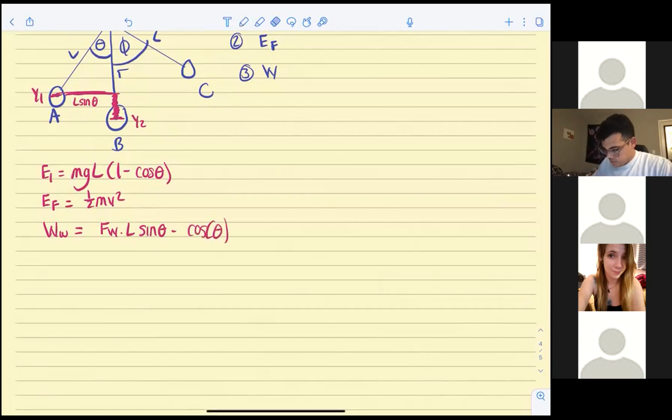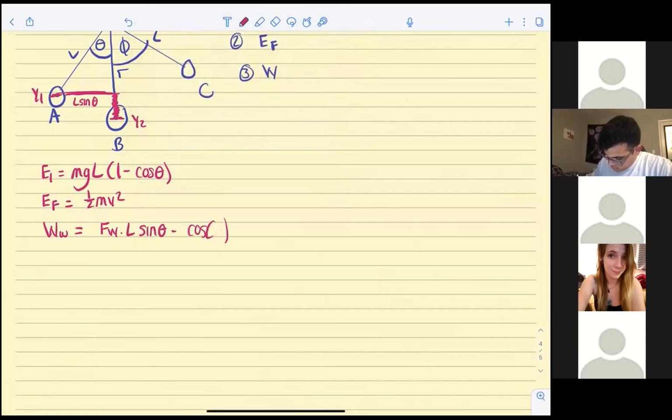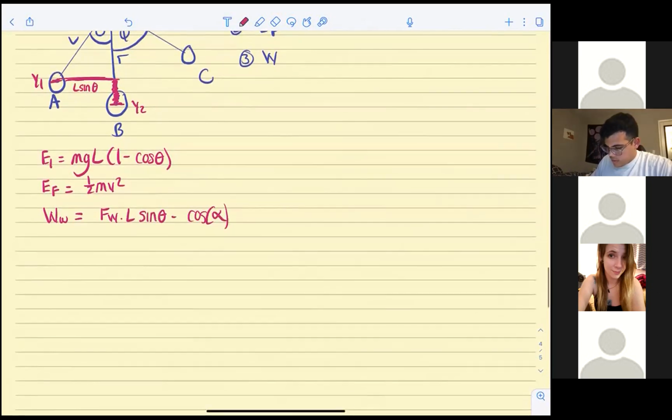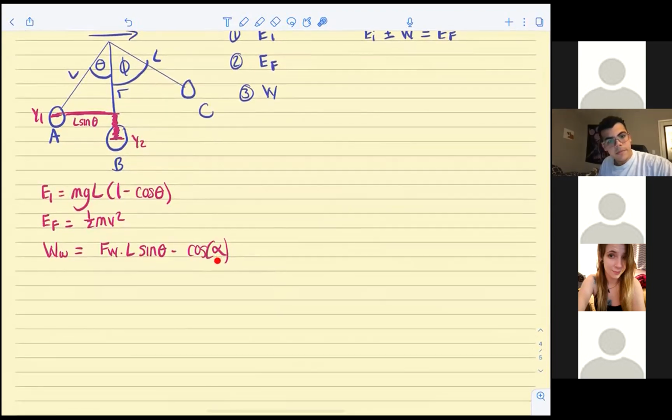Actually, let me use a different angle here. This is alpha. This angle is the angle between the force and the displacement. In which direction is the force? To the right. In which direction is my displacement along X? To the right. So what is the angle alpha here? 0. So this is equal to 1.